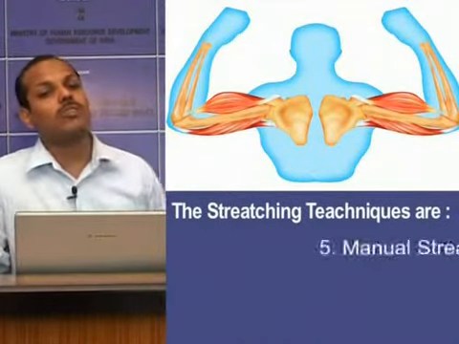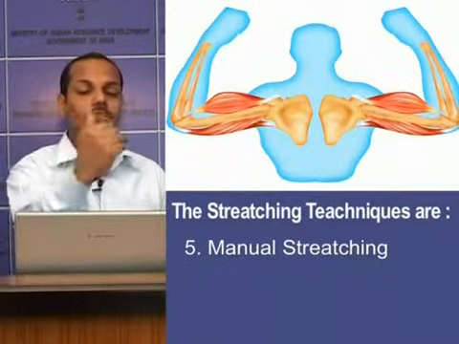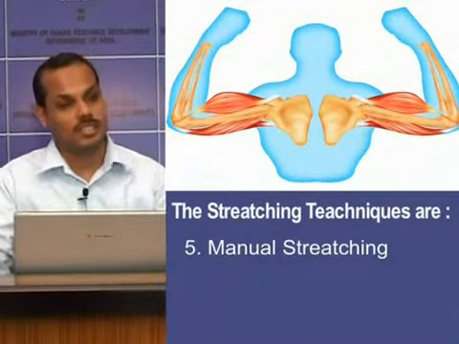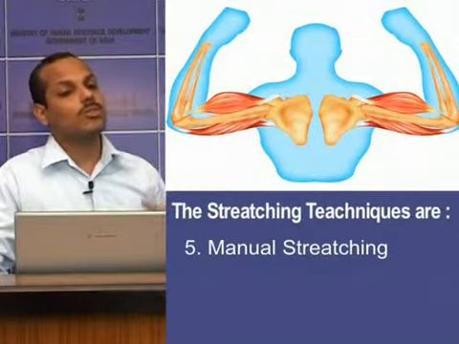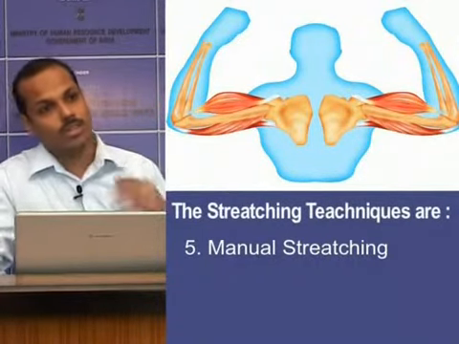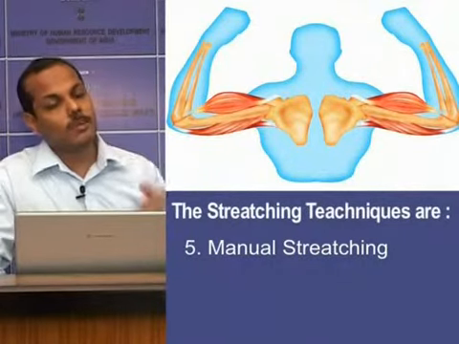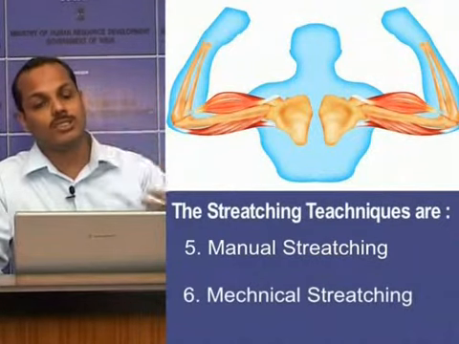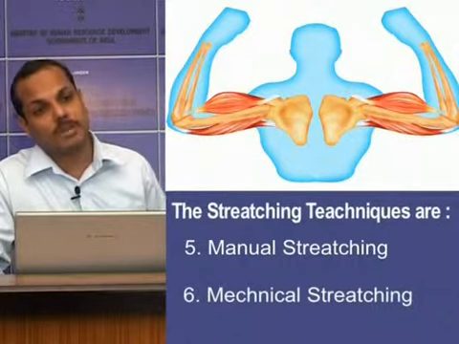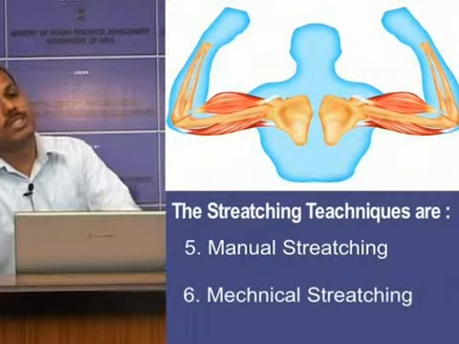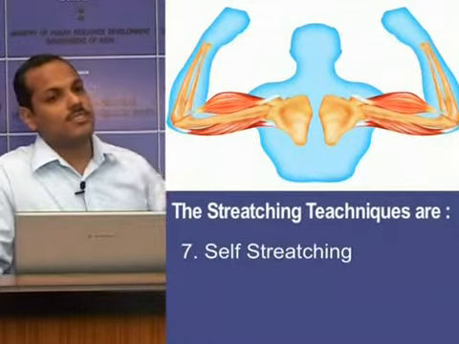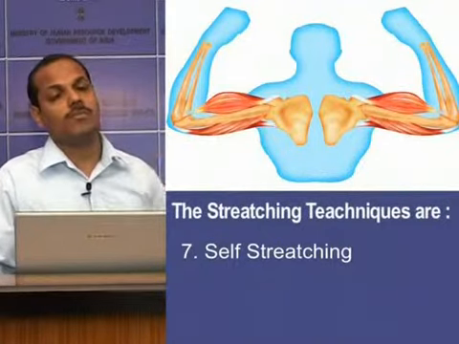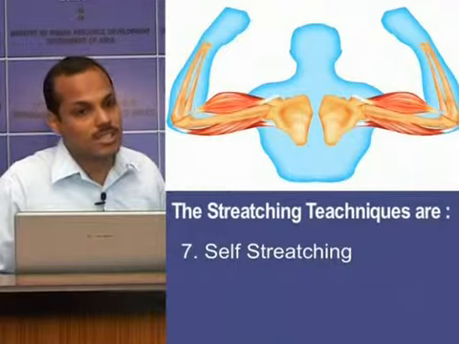Then the next one is manual stretching. Here we are using manual force for the stretching technique. And the next one is mechanical stretching. Manual stretching means the trainer or therapist does the stretching. Then in mechanical stretching, we are incorporating any mechanical instrument for stretching. Now the next type of stretching is self stretching. Self stretching means the person stretches himself. If the person stretches himself, this is known as self stretching.